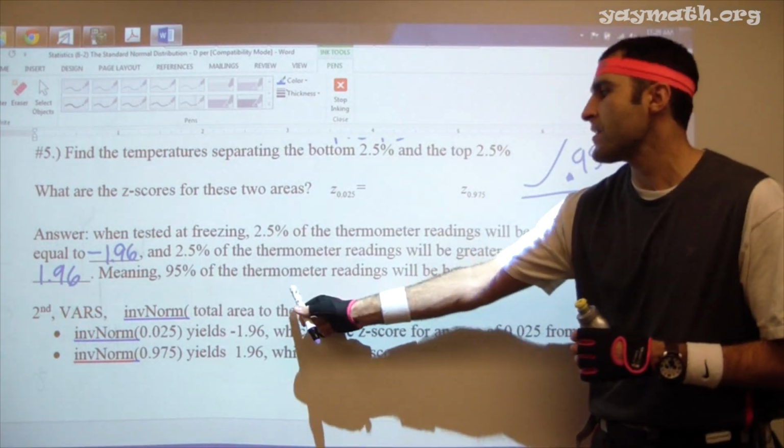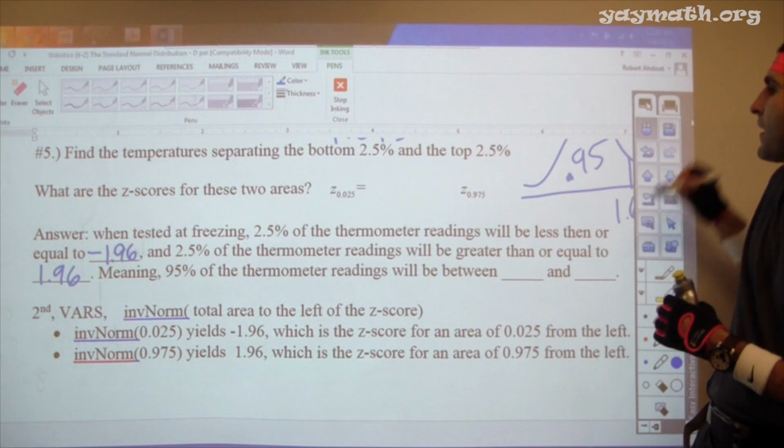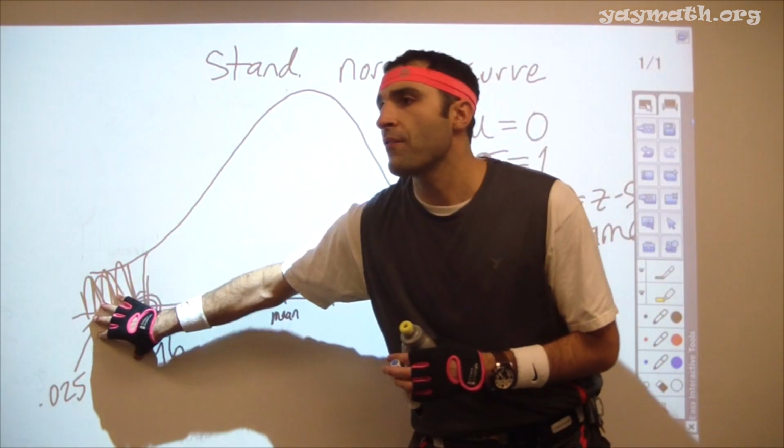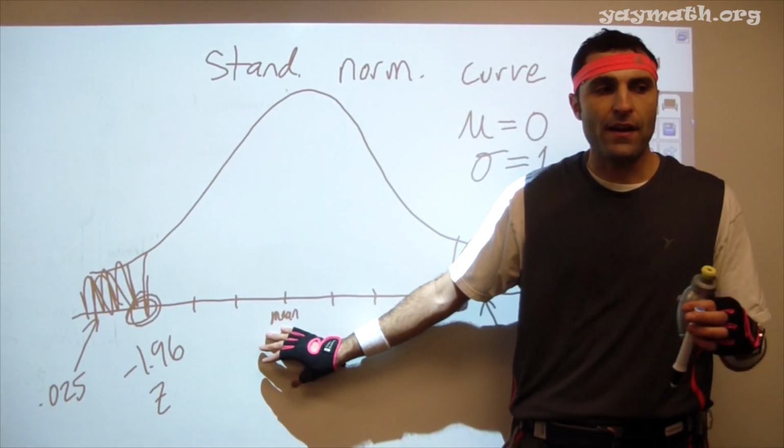Meaning 95% of the thermometer readings will be between what degrees? Do you agree, back to the thing? Do you agree if this is 2.5 and this is 2.5, how much of the area is between? 95. You're good at this.